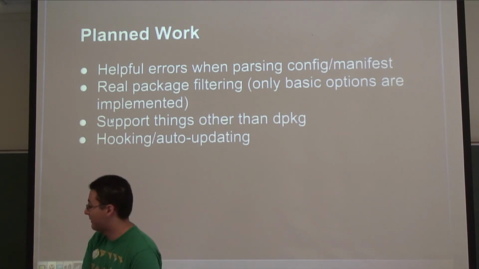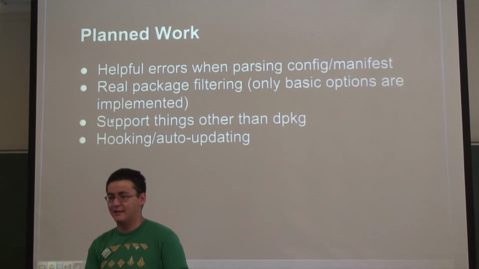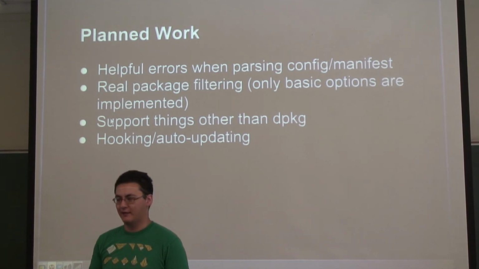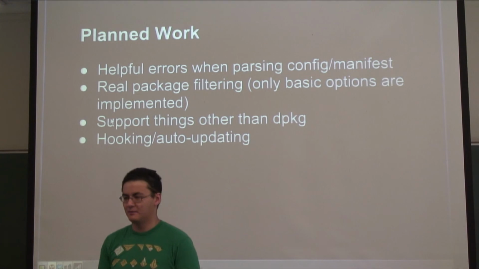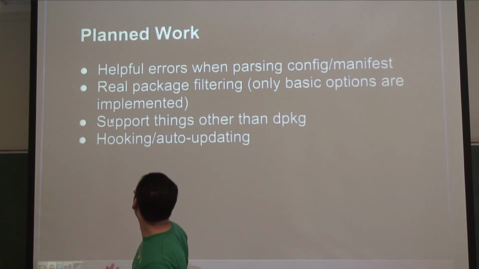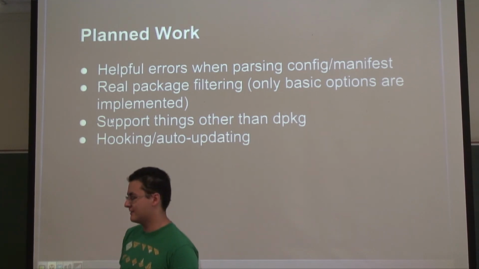I would also really like helpful errors. Right now it's not particularly user-friendly. When it fails, or if I make a mistake in my own configuration files, it just kind of crashes and tells me it's wrong. But being able to parse through and give the user a line number or somewhere where it failed would be really nice. Real package filtering, as I said before.